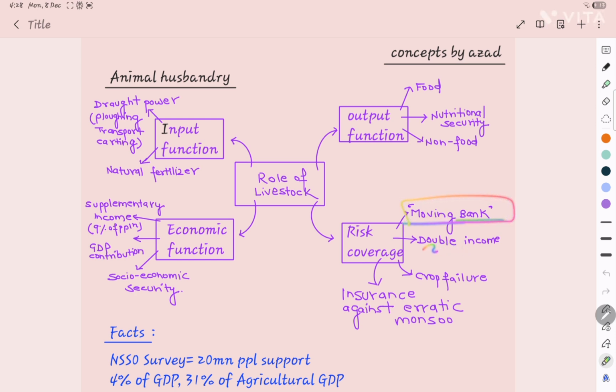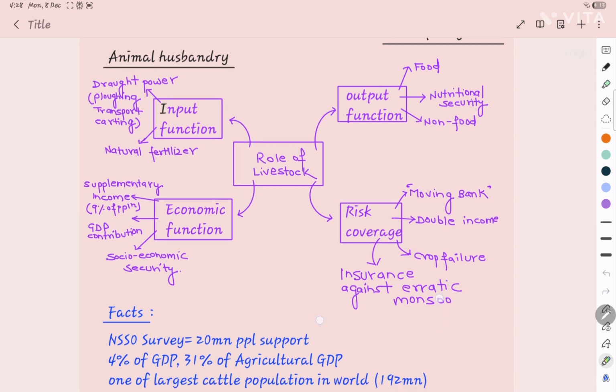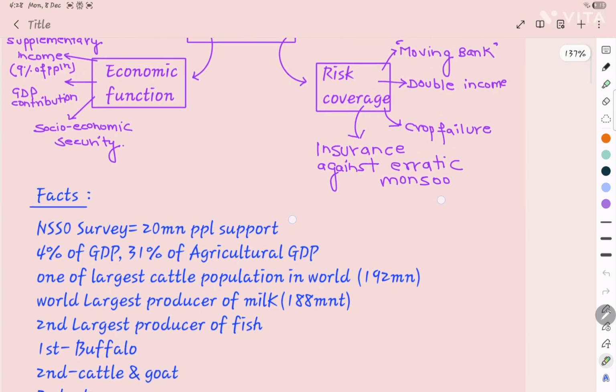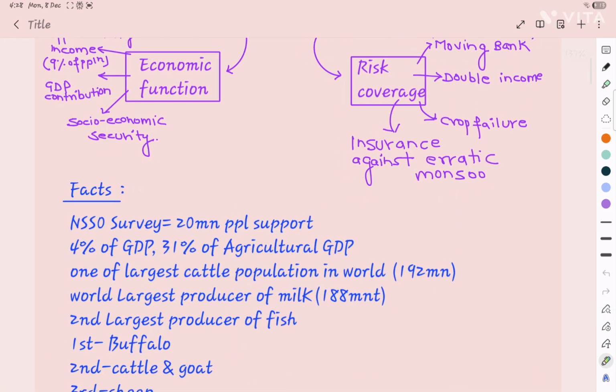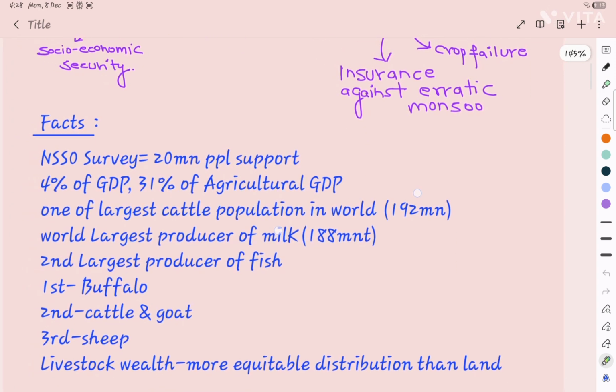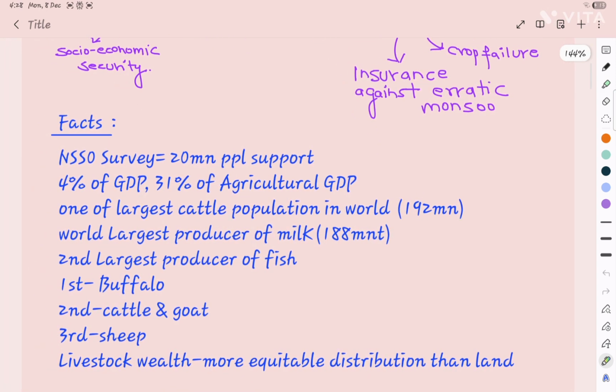Now we will read about some challenges. What are the challenges in the livestock sector? It is very interesting to know. First, we will notice that there is no organized market in the livestock sector, where you can sell buffaloes, cattle, sheep or goats. So it is not very organized.